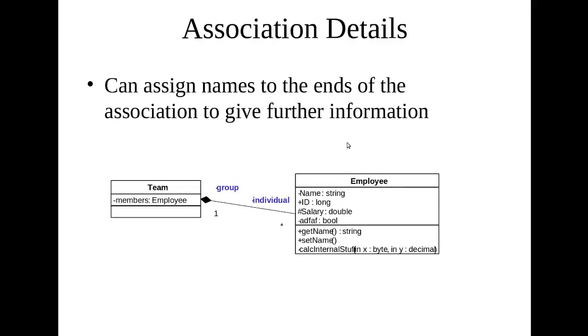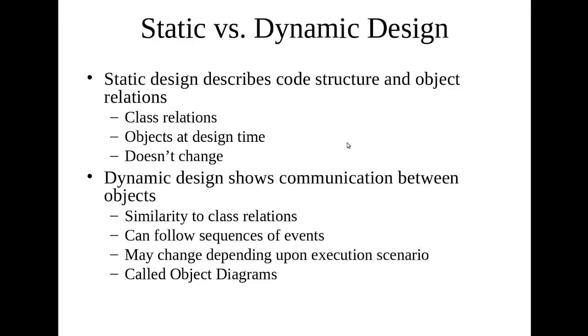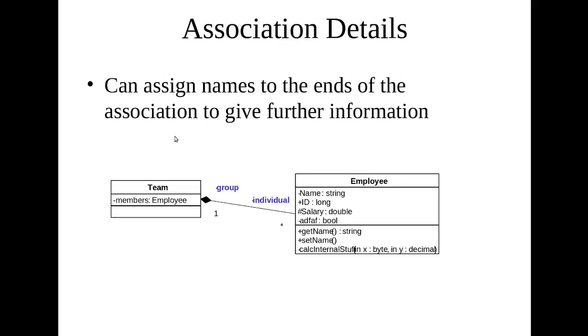Okay, we can give some details as well. If there is a relationship, on each individual side we can give some detail. Here you are writing team as a group. On the employee side, you are writing individual, right? So you are giving some kind of detail.